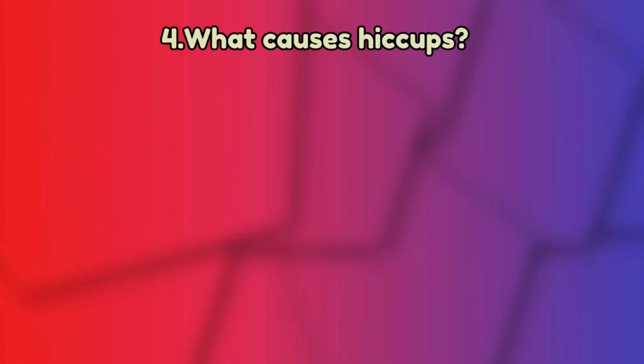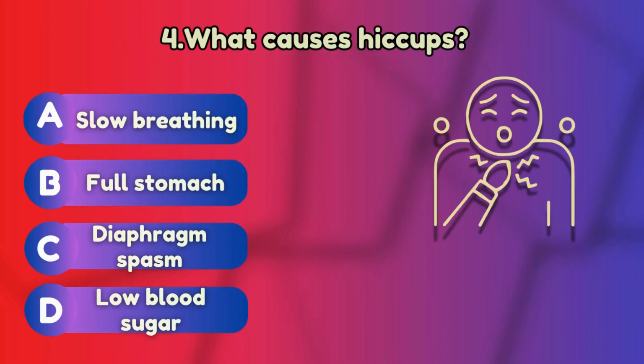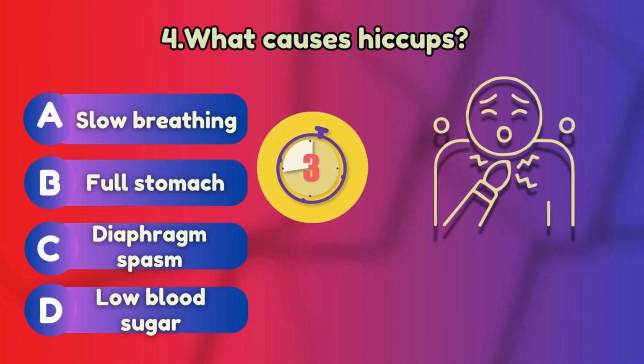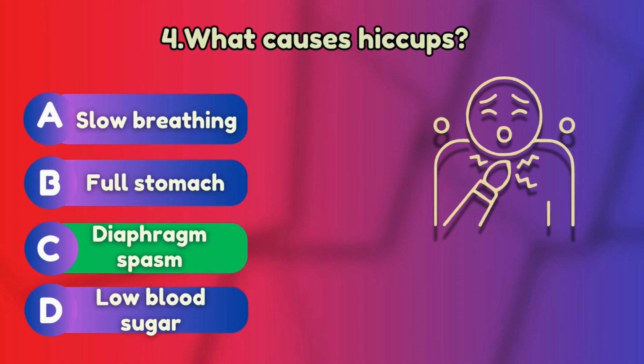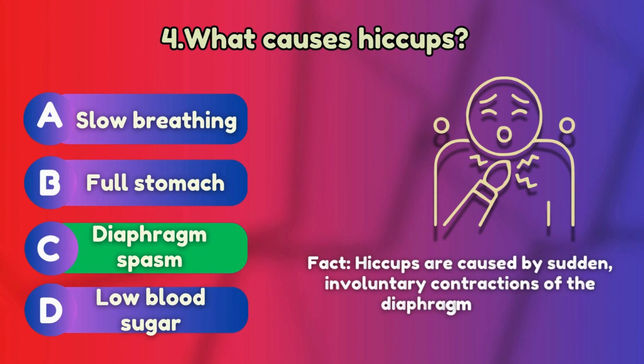4. What causes hiccups? A. Slow breathing. B. Full stomach. C. Diaphragm spasm. D. Low blood sugar. Right answer, diaphragm spasm. Fact: hiccups are caused by sudden, involuntary contractions of the diaphragm muscle.